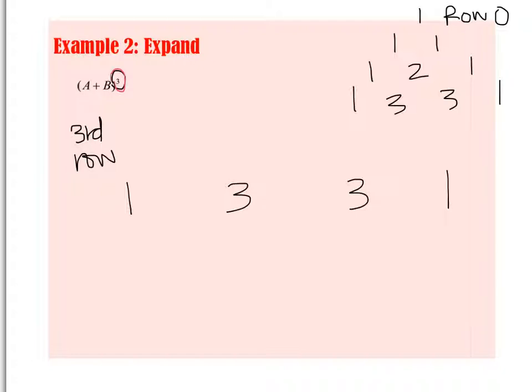A's are going to start with the highest power, which is cubed. So we're going to go from cubed to squared to the first to 0. And then b's are going to do the opposite. Start with 0 and count up to 3.